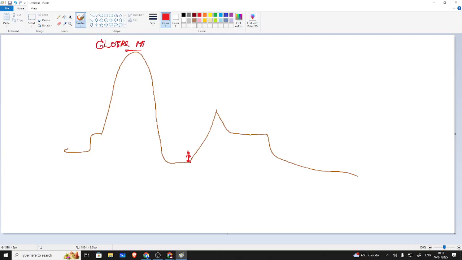Global maximum, right? And the question is, how do you find it? This is a one-dimensional search space. I only have one dimension. So this will be a local maximum, and again a local max. So you go with the gradient, the derivative, ascent. This is x, and this is y.